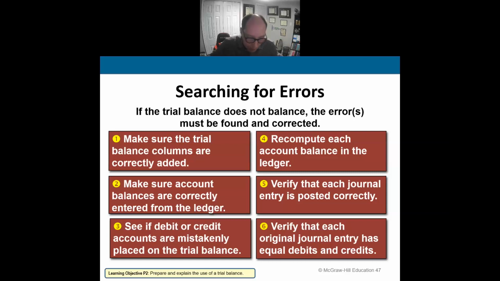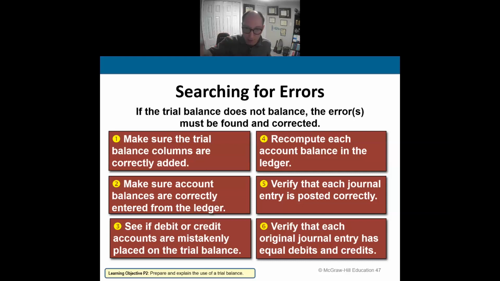If for whatever reason the debits don't equal the credits, there's a problem. If assets don't equal liabilities plus equity, there's a problem. And so then we go through the process of searching for the errors. We look at the trial balance. We make sure everything's entered correctly on the ledger. Make sure the debits equal credits.